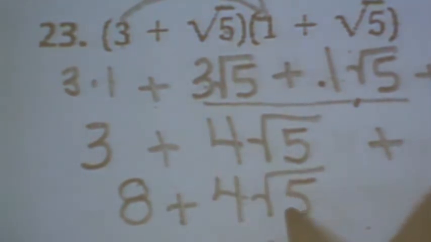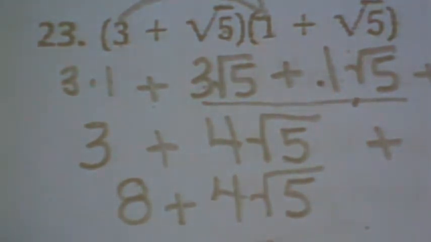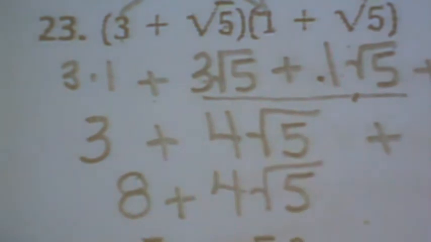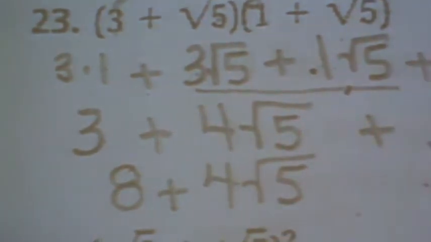No, it's 7 plus 4 root 5. Oh my god, I forgot about 5. 8 and 3 is 5. 3 and 5 is 8. Yeah, I thought we were doing the 3 and 4.